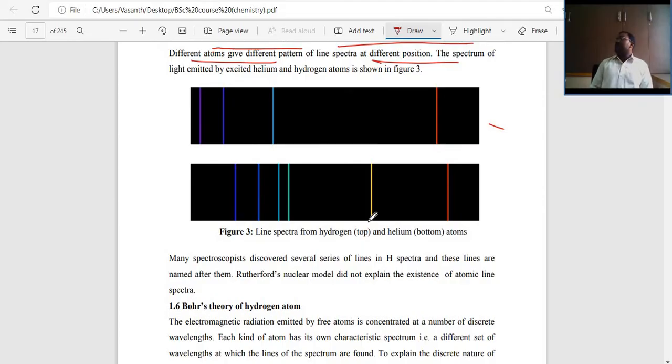The wavelength and wave number of the line spectrum of different elements is calculated by using the formula: mu bar is equal to 1 by lambda, equal to R into (1 by n1 square minus 1 by n2 square). That is called the Rydberg equation. With the help of the Rydberg equation, we are going to calculate the wavelength of spectrum lines.